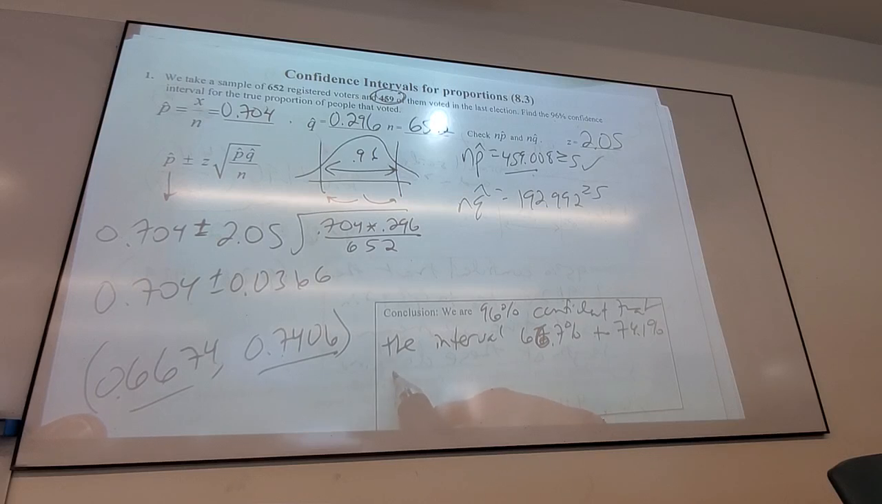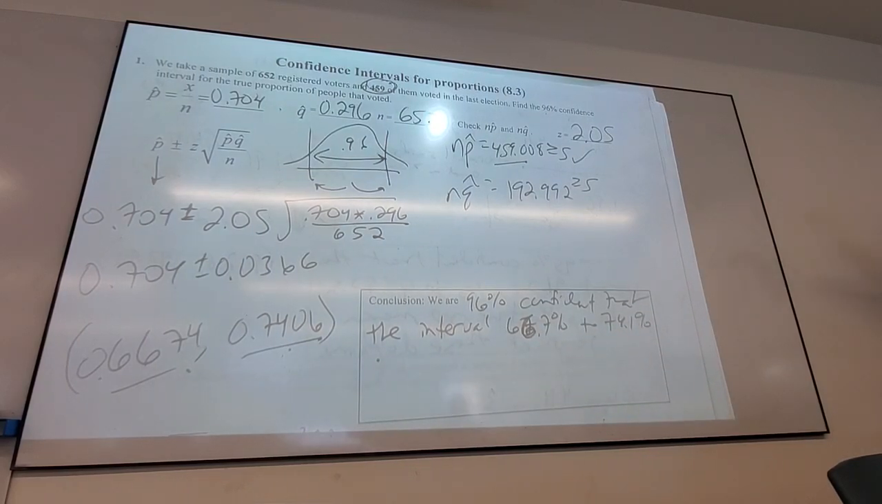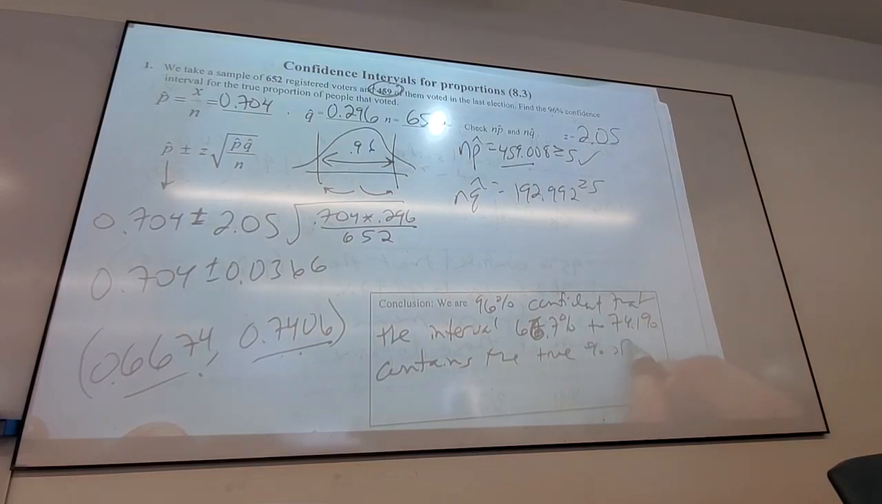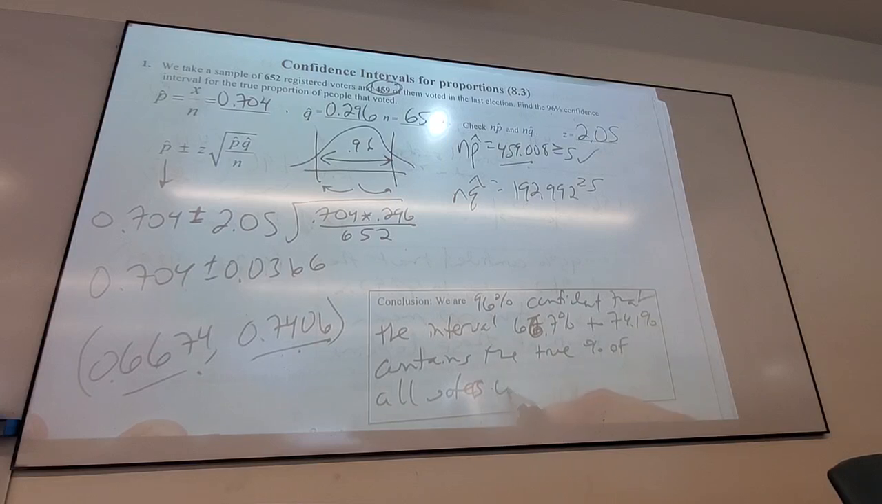What do you think that interval does? 66.7% to 74.1%. What is that interval supposed to do? Contain the true proportion of people that voted. Contain or catch. So you could say contains or captures the true percentage of all voters who voted.